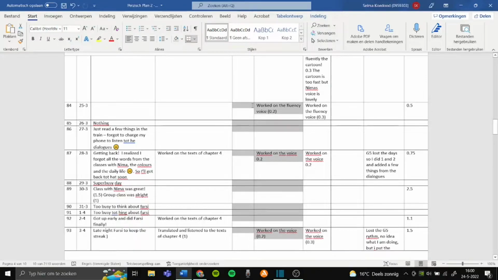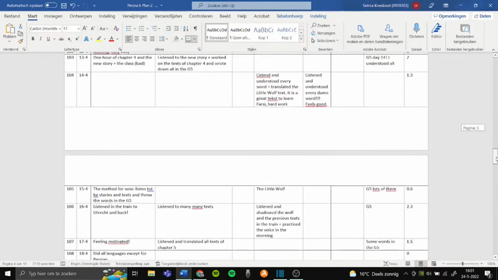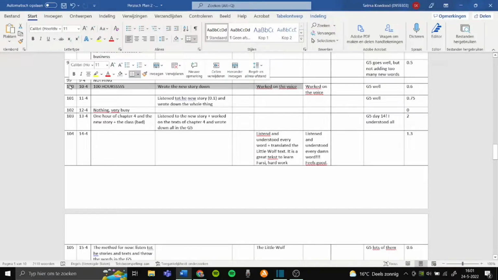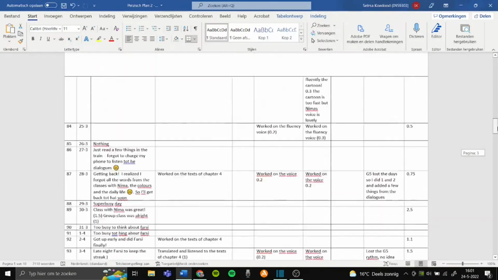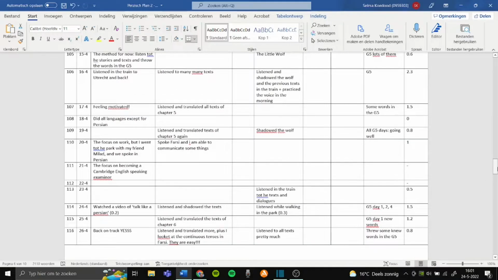So this is almost 20 days now. And I'm still doing the same story all the way until day number 100. So that's 40 days of doing the same story, reading the same story over and over again. And that really helped me to memorize the sounds of the letters that I needed to know to read the Farsi script correctly.